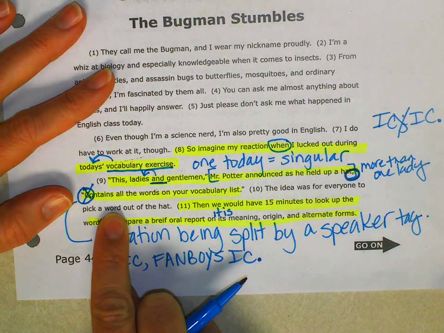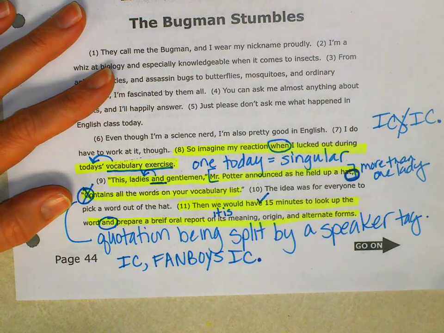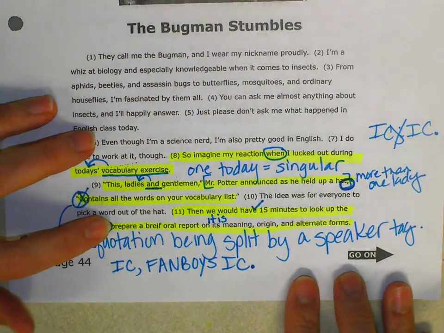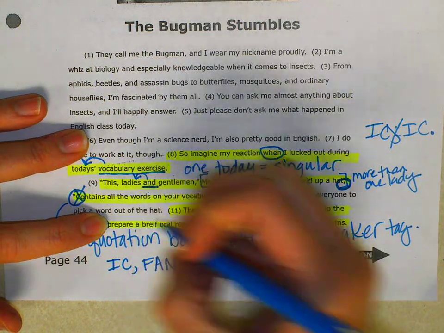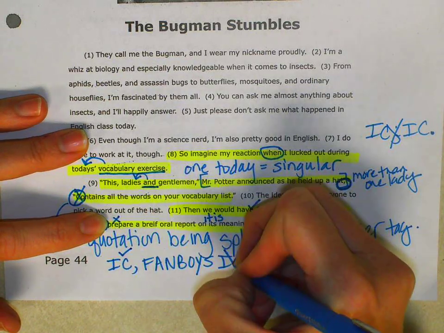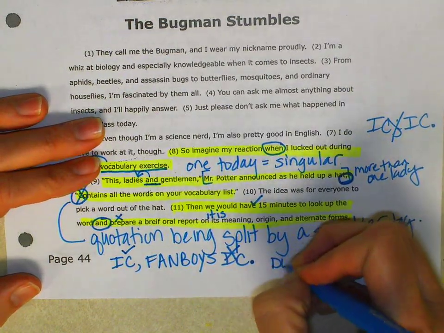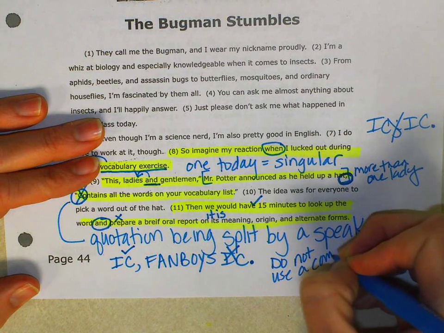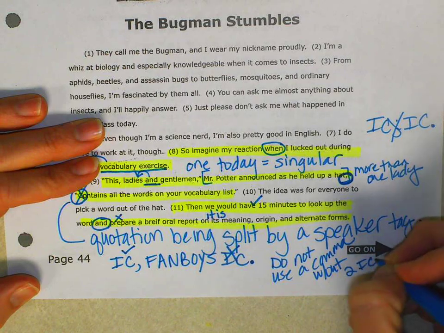All right, what's my subject? We. What's my verb? Would have. So we would have 15 minutes. Is that a complete thought? Yes. So check before. Yes. Now let's look after. Prepare a brief oral report on its meaning, origin, and alternate forms. Is that a complete sentence? No, because we're missing our subject. So we have an IC here, but not an IC here. So do I need a comma? No. Do not use a comma without 2 ICs. Okay?